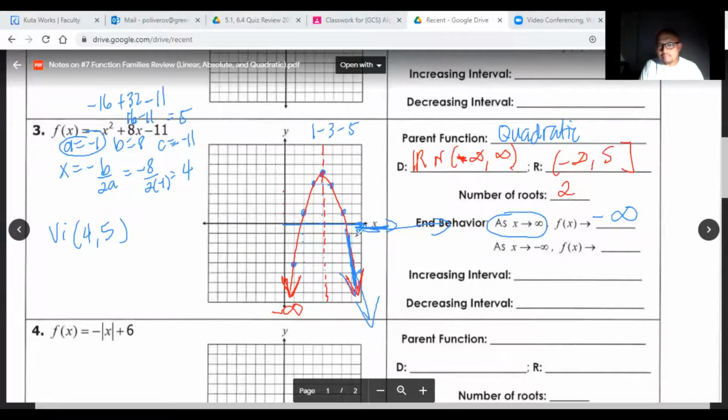What do you think will happen to the graph as x approaches negative infinity? The negative infinity is right here on the x. What do you think will happen right here? This is going down also.